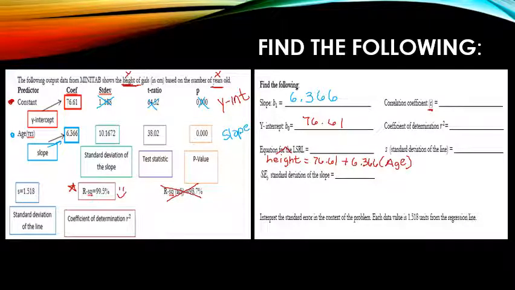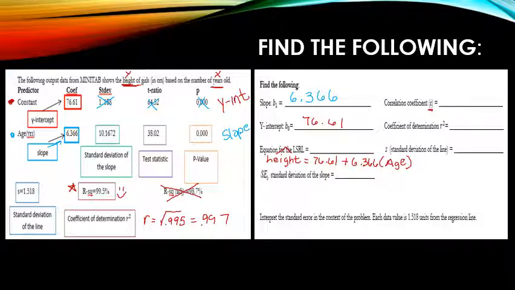Then if I'm trying to find the correlation coefficient, if I know r squared, then in order to find r, I'm going to have to take the square root of that number, 0.995. So if I go to my calculator and take the square root of that number, I'm going to get 0.997 as my answer, 0.997.